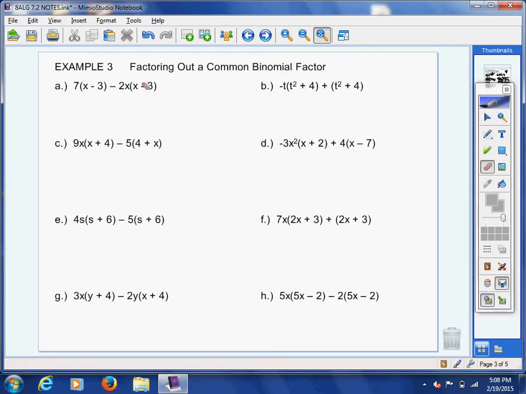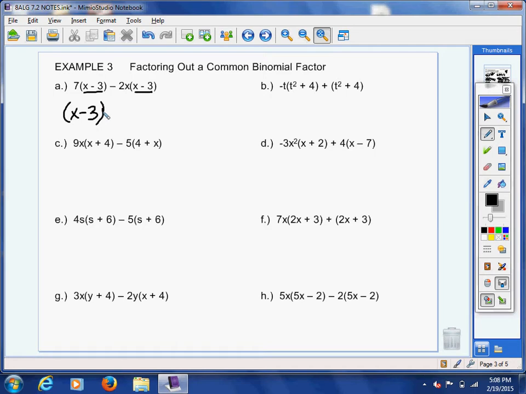Now, what I want you to see is that they both share a common binomial. That would be the GCF. Anything that's common is a common factor. And what we're going to do is take that out and put it out in front. There's our GCF. The common binomial factor is x minus 3.